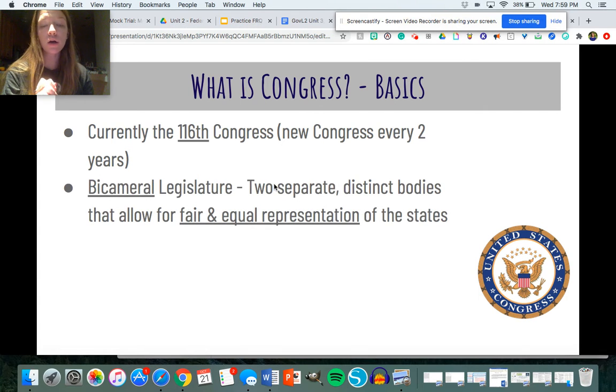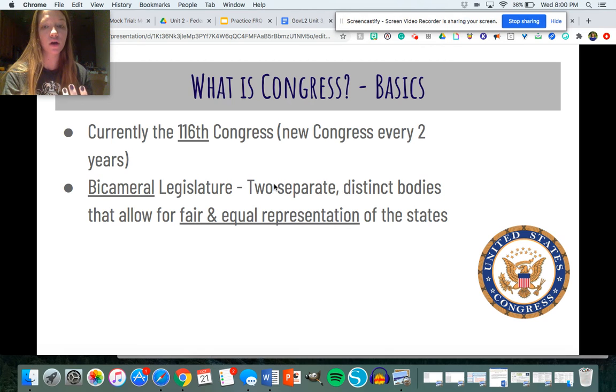Okay. Congress is what we call a bicameral legislature. Bicameral is a word that you'll see quite a bit. And what that means is that we have a Congress that is made up of two separate, distinct bodies. So bi is like a prefix for two. That means we have two pieces of our legislative branch, split into the House and the Senate.